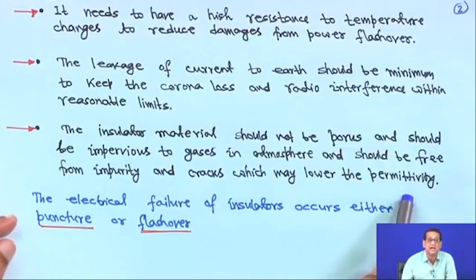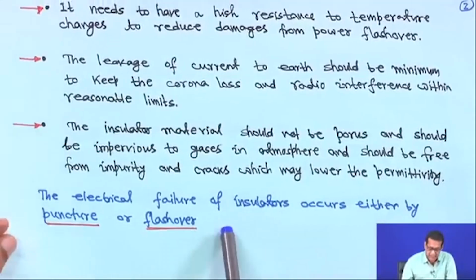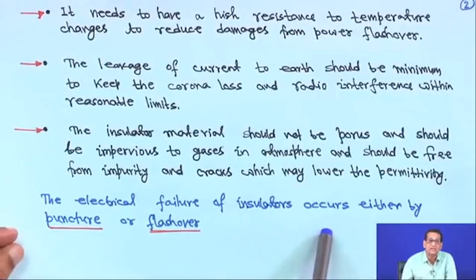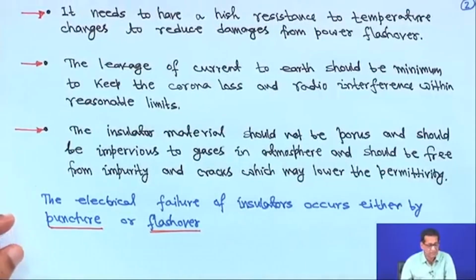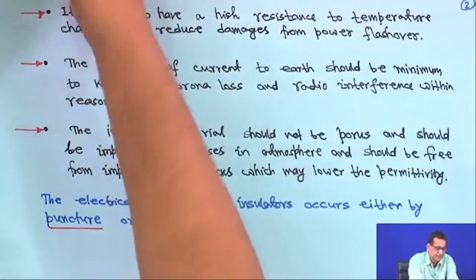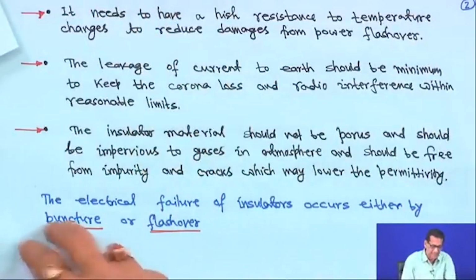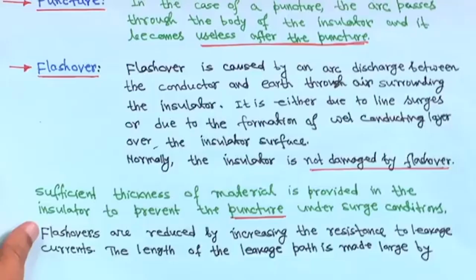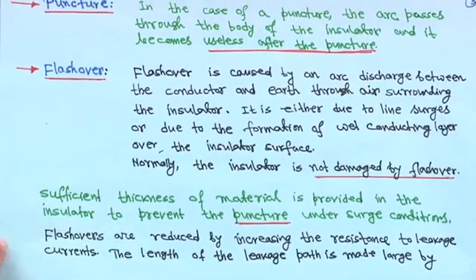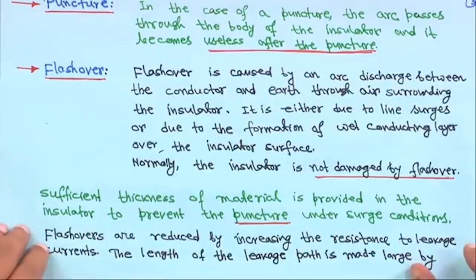There should not be any cracks, right. So, the electrical failure of an insulator occurs either by puncture or flashover. If a puncture happens, that means the insulator will be totally damaged, right. In the case of a puncture, the arc passes through the body of the insulator and it becomes useless after the puncture, right.